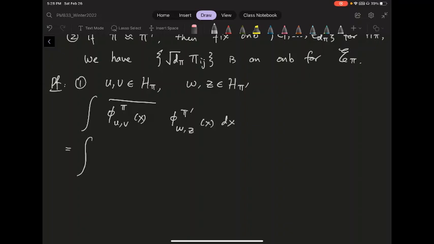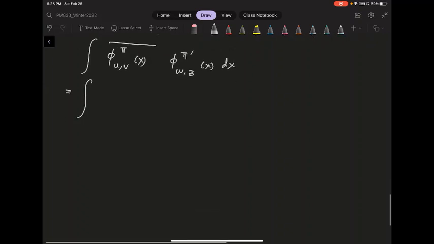What this does is essentially the following. The first one is an inner product: I have v first, and then pi of x applied to u. And then on the second one, I have pi prime of x evaluated on w, then I have z in the product, and then we have dx.